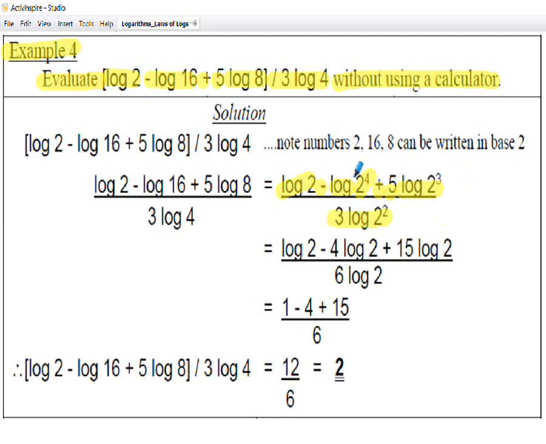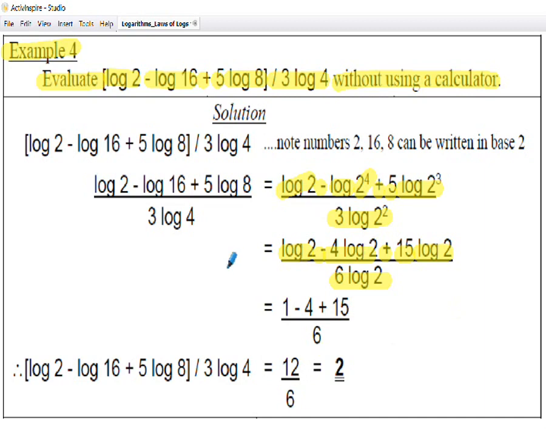2 squared is 4. Applying my third law of logarithms on the next line, I get log of 2, take away 4 times the log of 2, plus 3 times 5 is 15 times the log of 2, all divided by, on the bottom line, 2 times 3 is 6 times log of 2. Notice the log of 2 is in every term, and that's the key here. All the terms on the top line have a log 2 in it, so we can cancel the top log 2's with the bottom log 2.